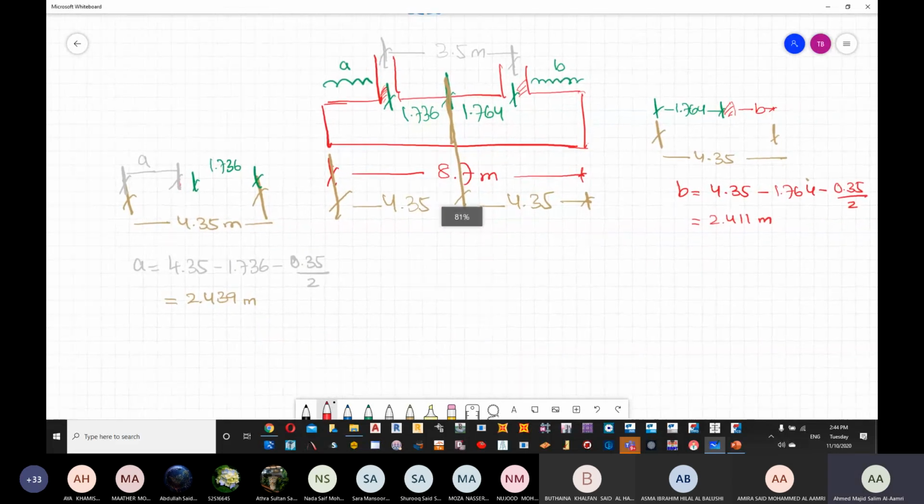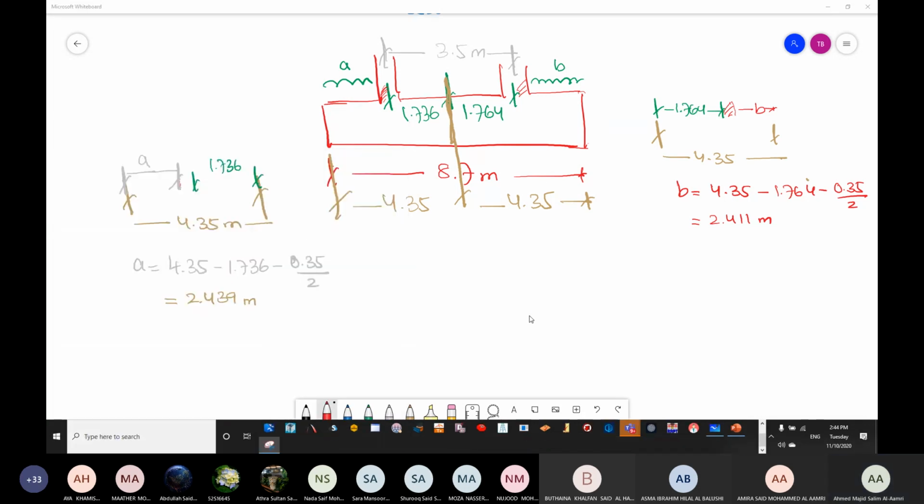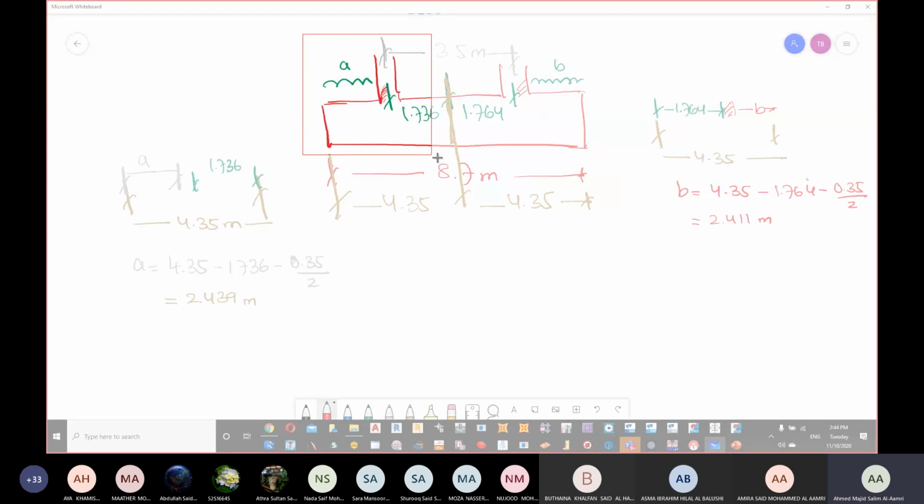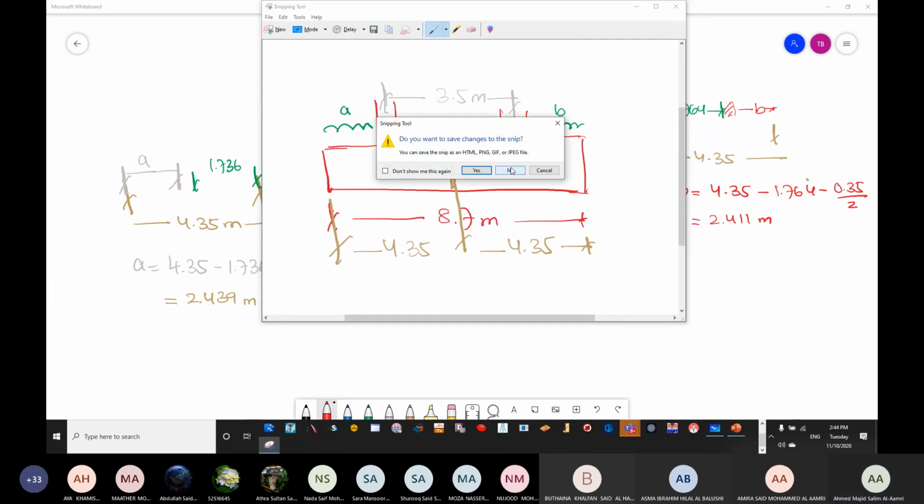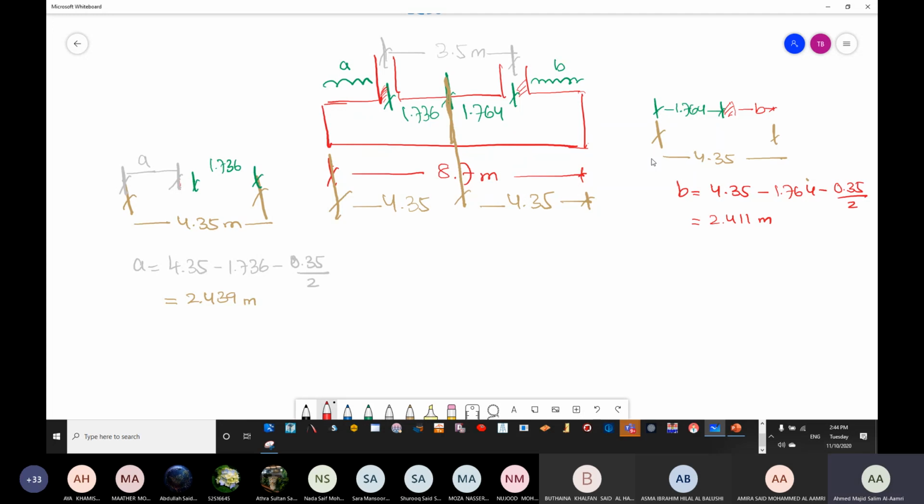By doing this, we have started solving for the combined footing. We find all the geometry. Next step is to calculate for the bending. Now you can see that there are a lot of steps involved. They are not hard, but you need to go and understand them. Let me just take a screen capture, so I'll not draw it once again. 2.439. This is 2.411.